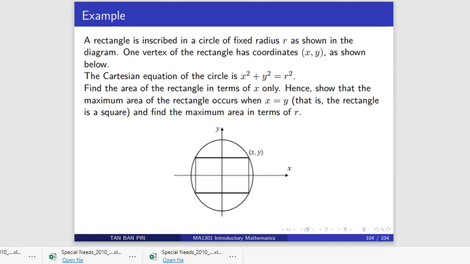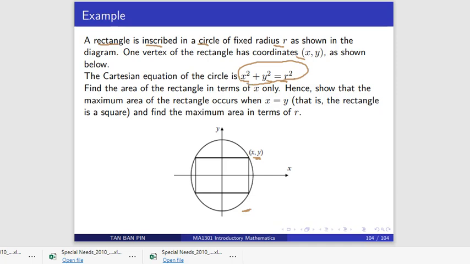In this question, you have a rectangle inscribed in a circle of fixed radius r, as shown in the diagram here. One vertex of the rectangle has point xy. So xy is here. The Cartesian equation of the circle is given as x squared plus y squared equals r squared. You'll find if you plot this out, it will give you a circle.